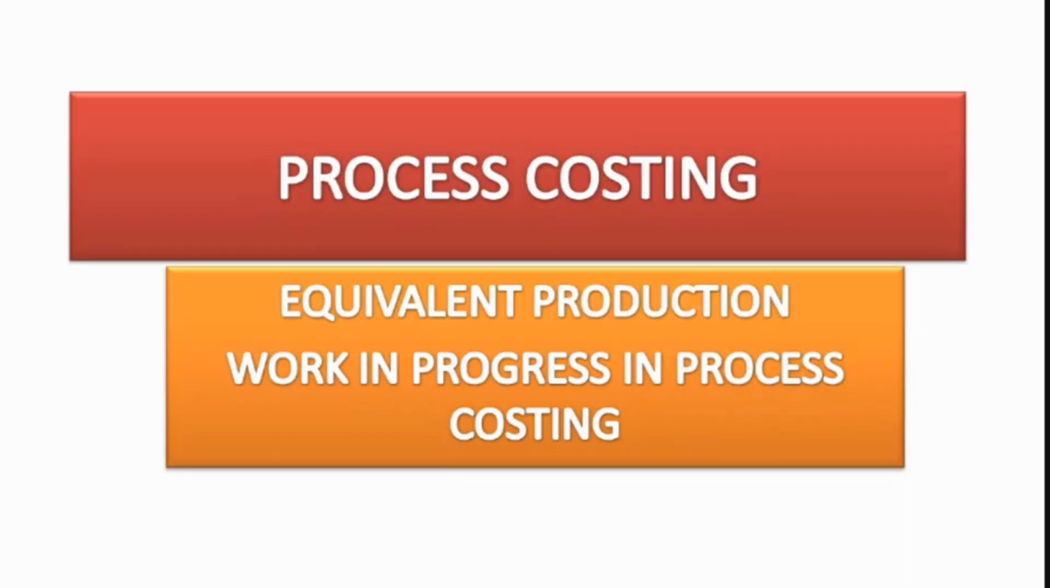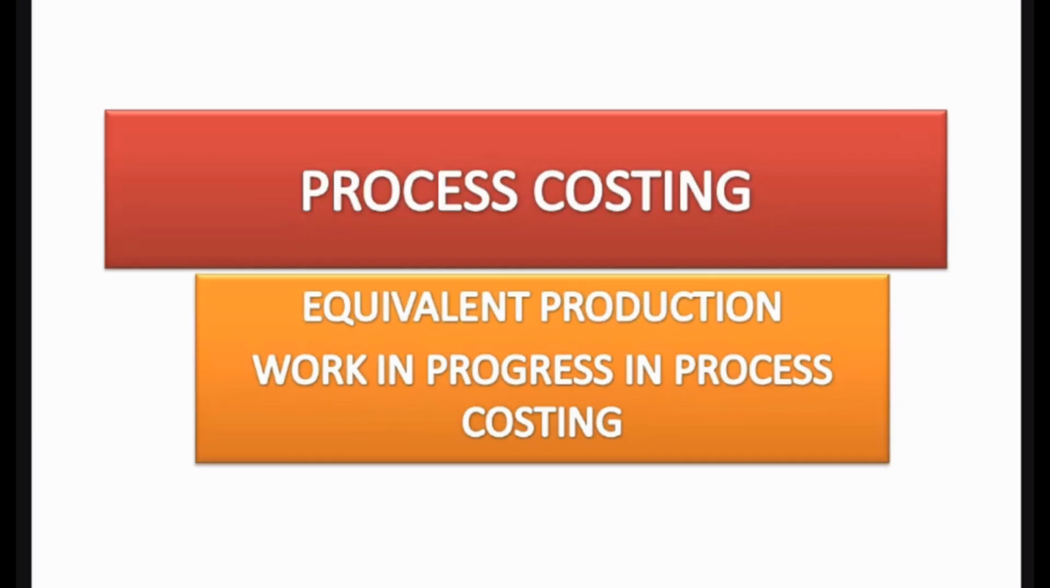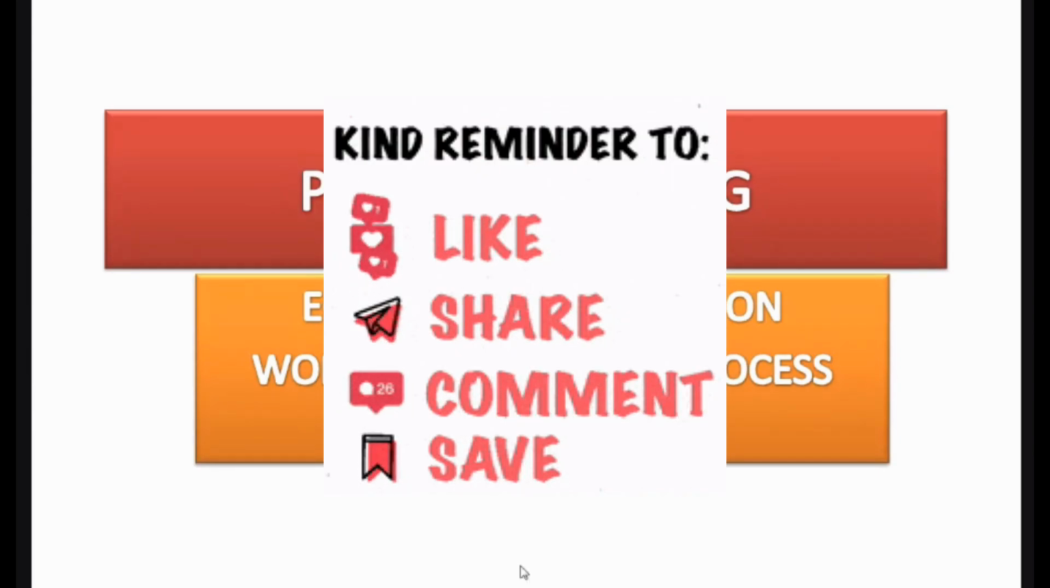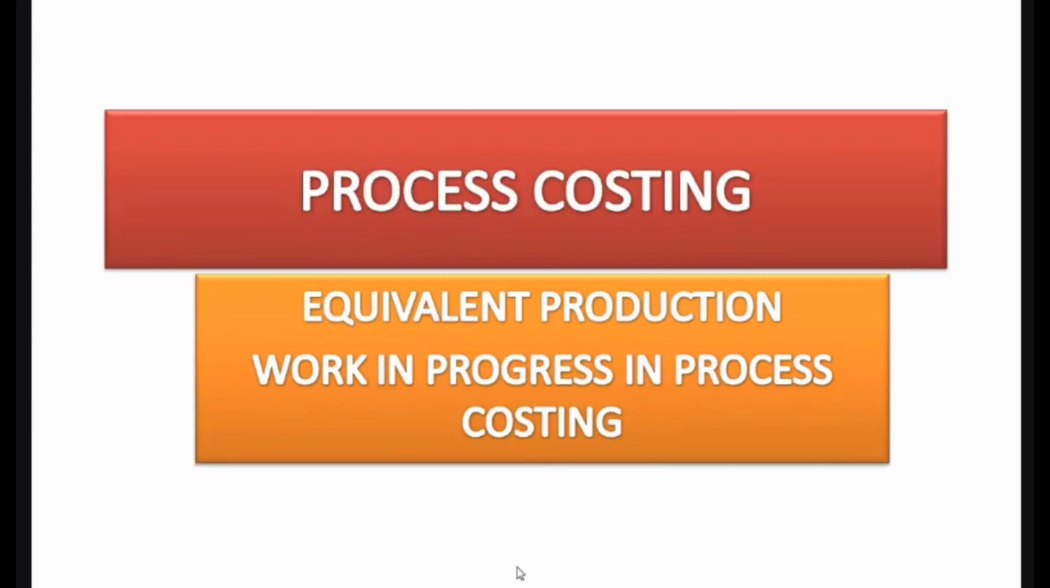Here we will focus on the advanced problem of process costing. This process costing is specifically focused on equivalent production and work in progress. That means when incomplete units are there in the production process, how do we allocate the cost of that incomplete units or work in progress, how do we determine the cost of work in progress and the finished product as well? That we will learn in this chapter.